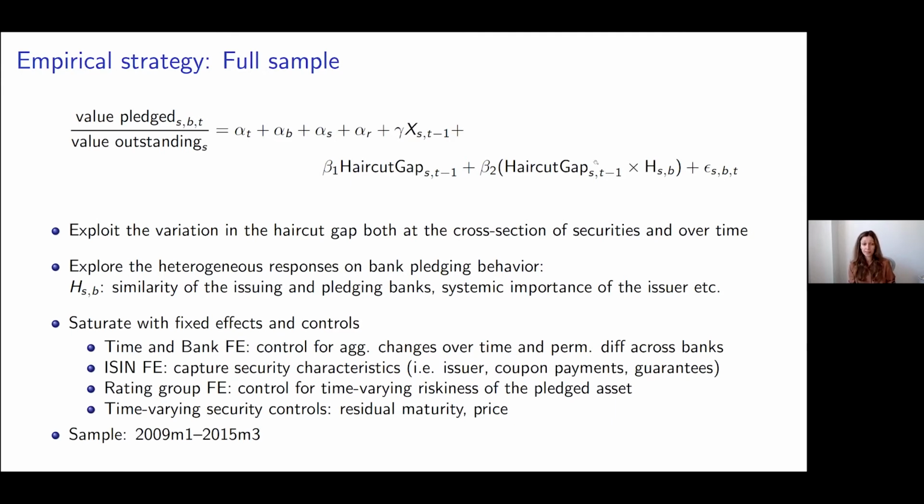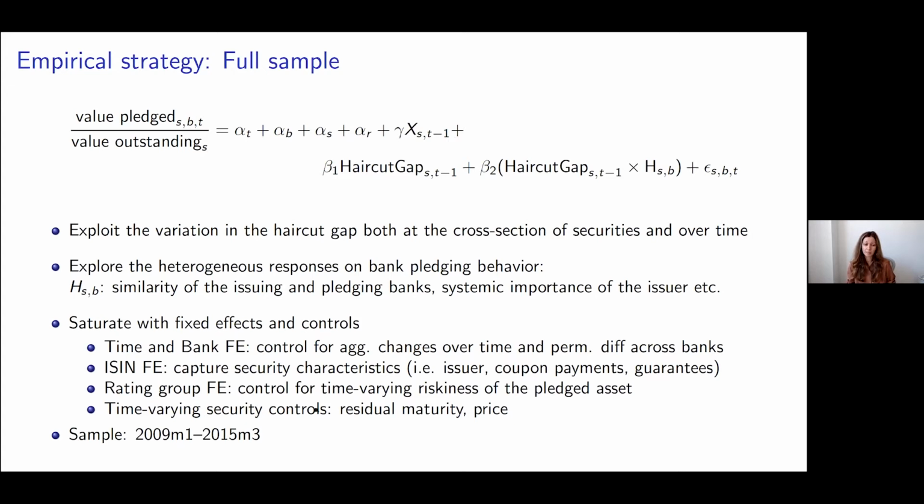Now, to get a little bit more identification out of this, I'm going to saturate this with fixed effects and control variables. Specifically, I'm going to control for time fixed effects, bank fixed effects, and then for ISIN level fixed effects to capture some security characteristics such as the issuer, coupon payments, and existence of guarantees. I'm going to control for rating group fixed effects to absorb the time varying riskiness of a pledged asset. And I'm going to introduce additional time varying security controls such as residual maturity or price.